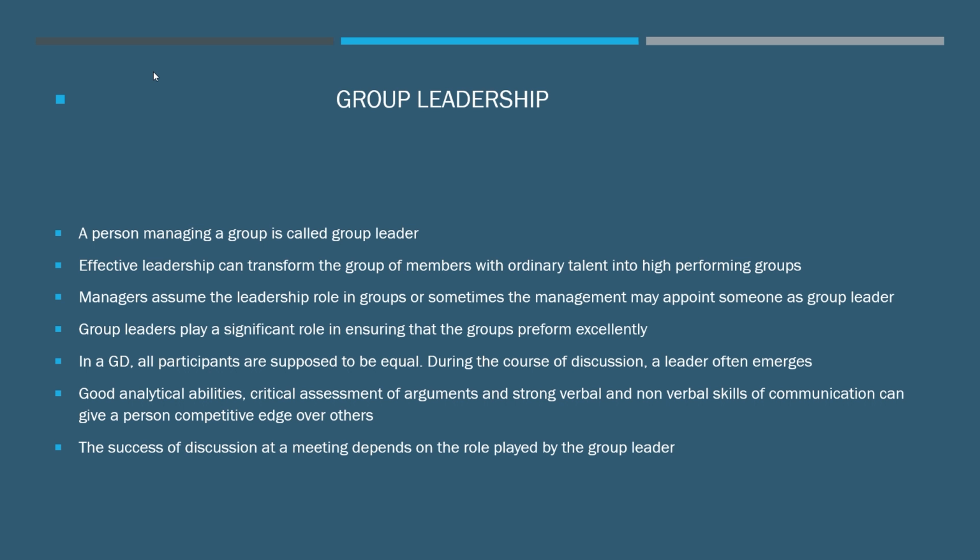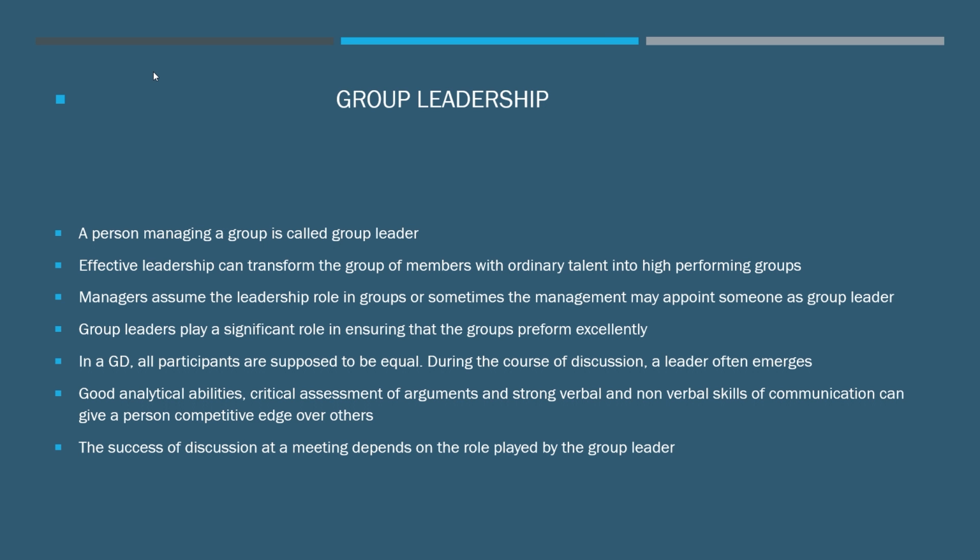Effective leadership can transform the group of members with ordinary talent into high performing groups. Managers assume the leadership role in groups, or sometimes the management may appoint anybody else as a group leader. Group leaders play a significant role in ensuring that the groups perform excellently.